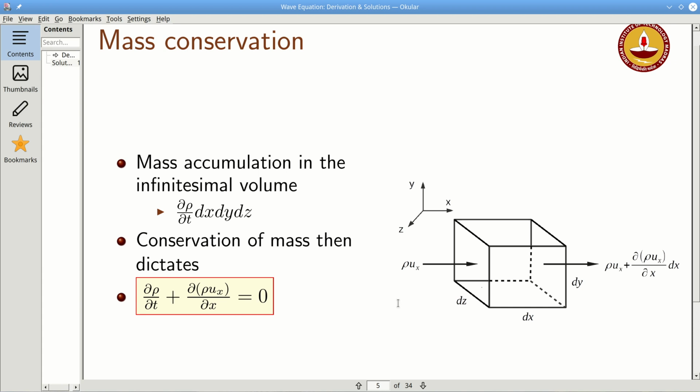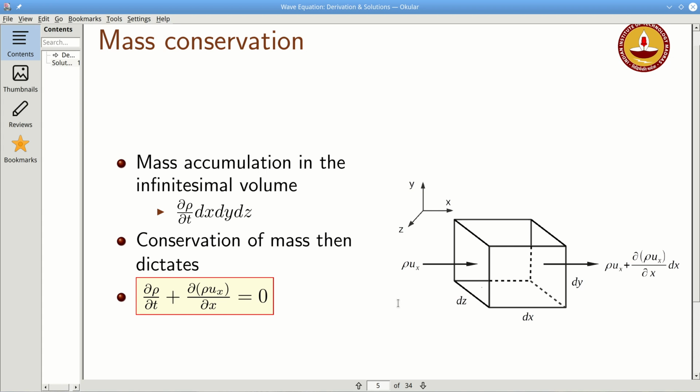If it is increased, then it is a positive quantity. Now, the rate of increase of the mass accumulation is given by the density change with time, dou rho by dou t, multiplied by the volume. Rho into V is the mass. So effectively, this is like a dm by dt statement, right? This is the rate at which the mass is increasing in the infinitesimal volume.